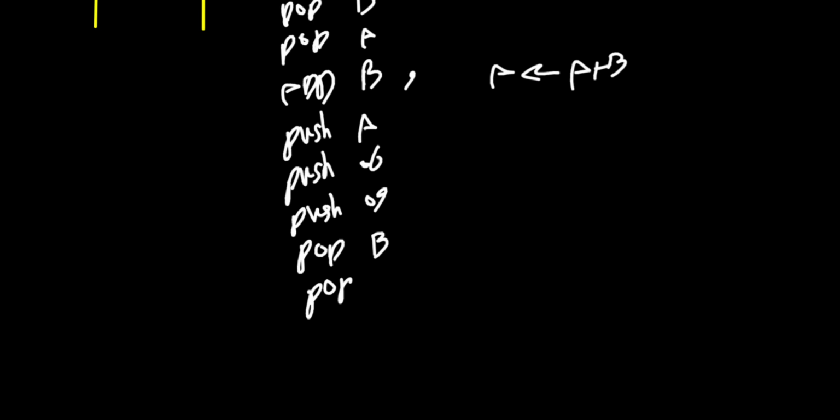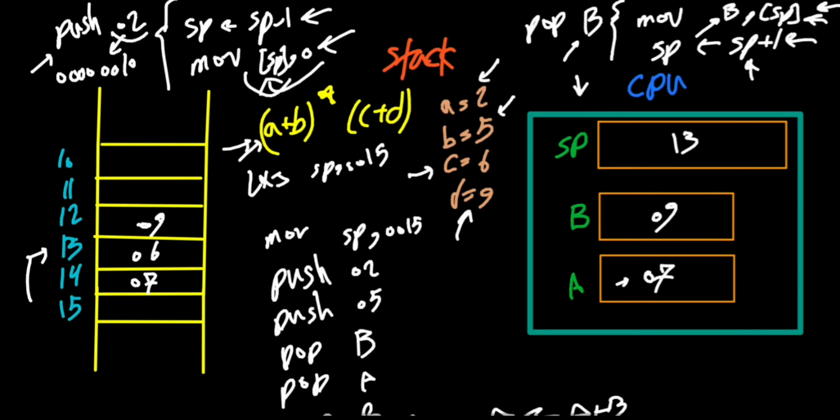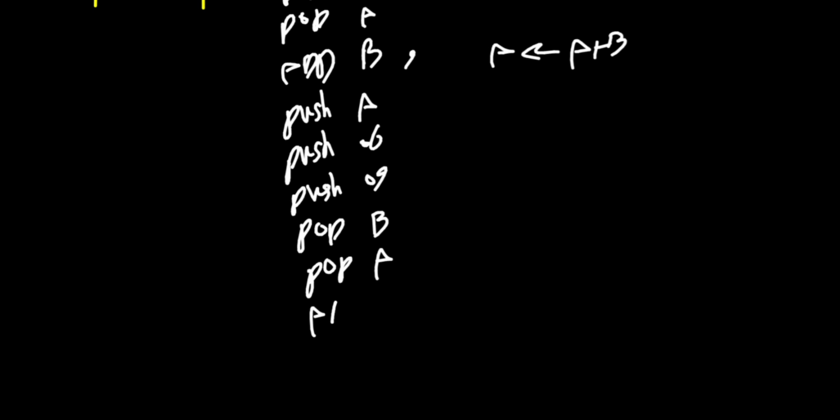Then pop A. Again, the same two operations. First, move whatever SP is pointing to to the argument of the pop. Argument of the pop is A. Whatever SP is pointing to is 06. So 06 would be moved inside the A register. And then the next operation, increment the value of the SP by 1. So SP would be equal to 14. Now this would be our top of the stack. Then we just say add B again. A plus B would be moved to the A register.